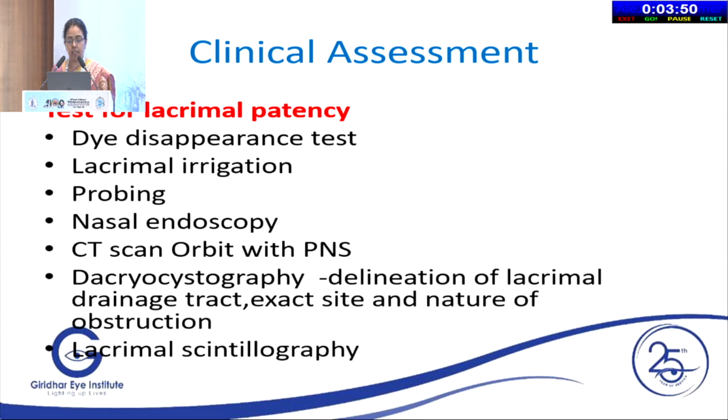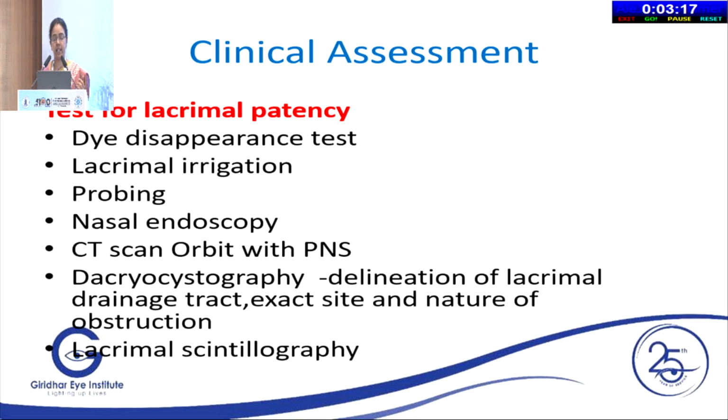Now, after ruling out the surface causes, look at the lacrimal patency, which we have learned from Dr. Saumya. Do a dye disappearance test and see whether the dye is draining. You can also do it with the help of an endoscope. Then do a lacrimal irrigation to see whether pus is coming, or whether there is immediate regurgitation, delayed regurgitation, or associated canalicular blocks. Do a probing to confirm at what level the obstruction is.